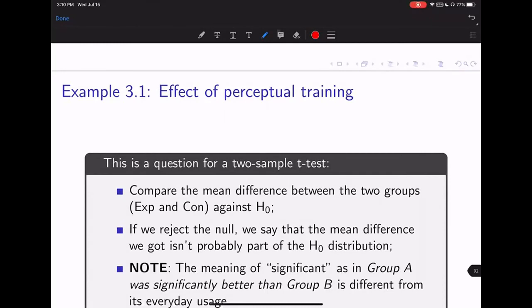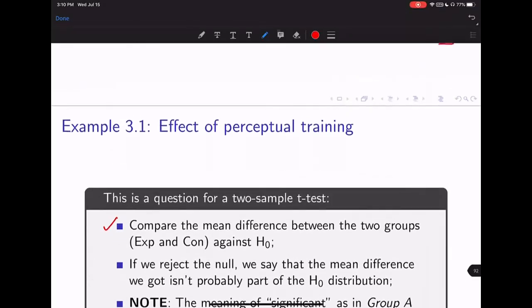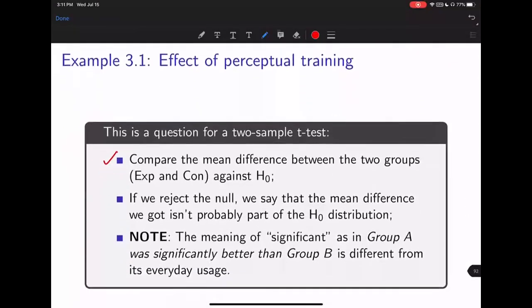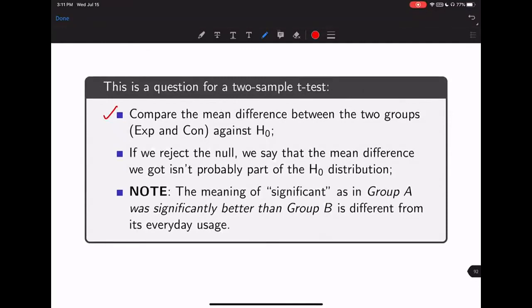And usually when you study the t-test, what you have to do is compare the mean difference against the null hypothesis. The t-test is often taught with this goal in mind. You just want to check if the difference is part of the null or not. A lot of times, we never talk about the effect. How much improvement do we see? How much improvement does the experimental group get? You learn about two sample t-tests, and then what you do is reject the null.